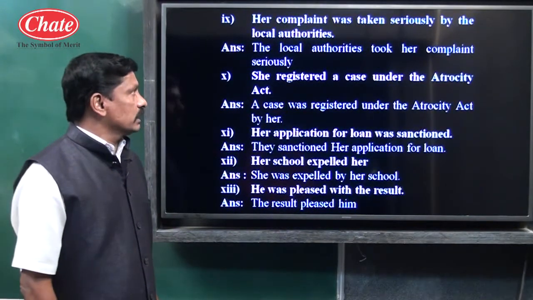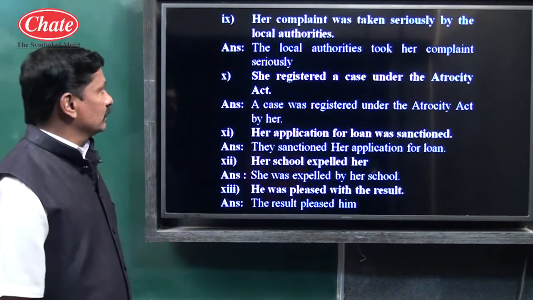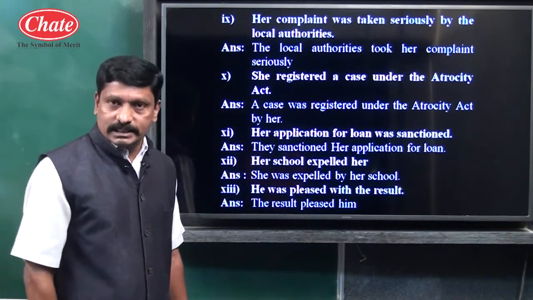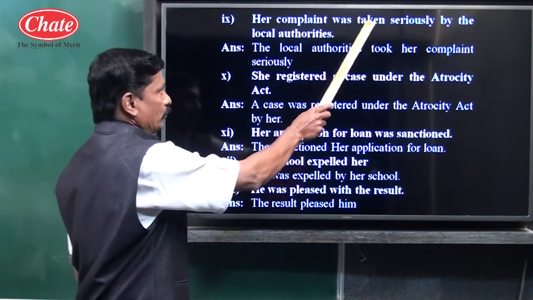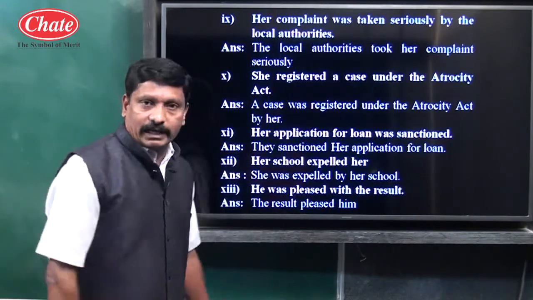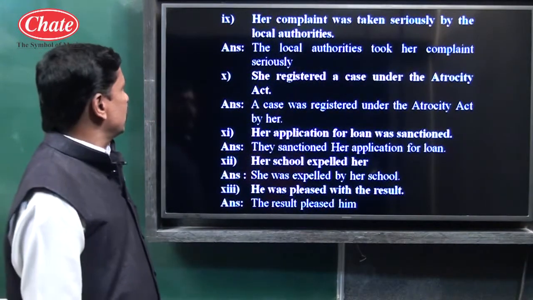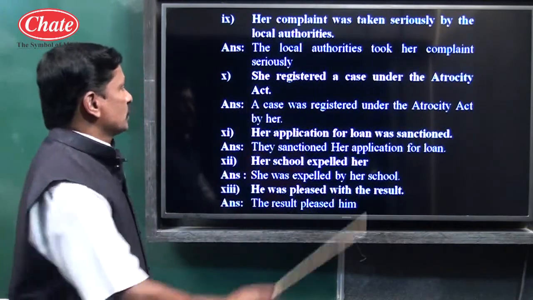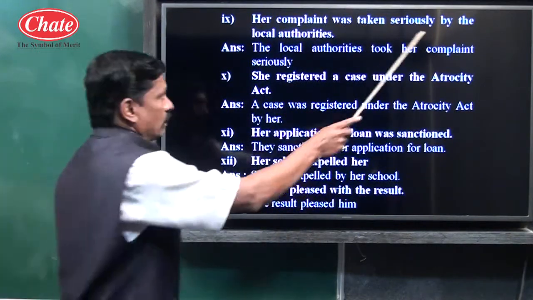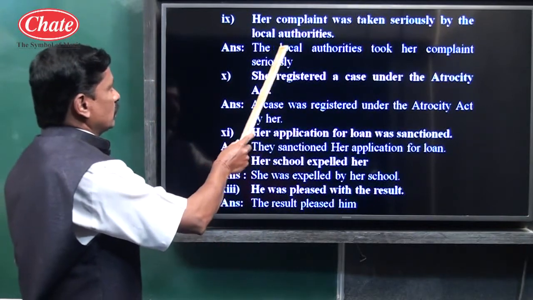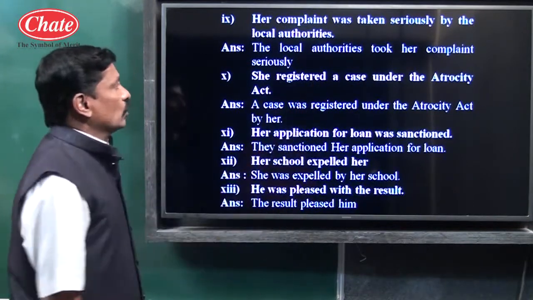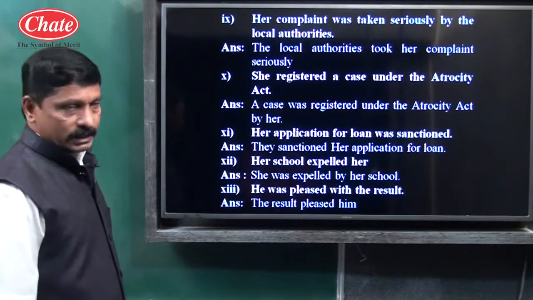Her complaint was taken seriously by the local authorities. Children, once again, example number 9 is in passive voice because to be plus V3. Was plus taken. Was is a form of to be and taken is the third form of the verb. So once again, example number 9 is in passive voice. See children, by plus subject, by the local authorities. This particular subject becomes the subject. So the local authorities, was plus V3, simple past tense. So the local authorities took her complaint seriously.